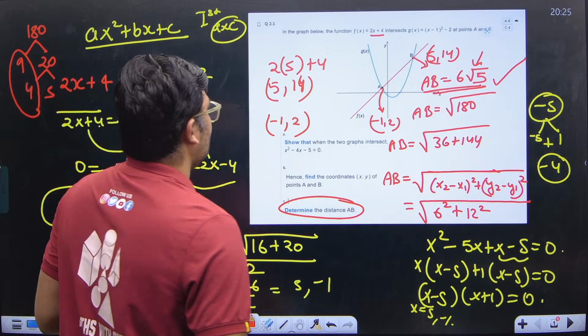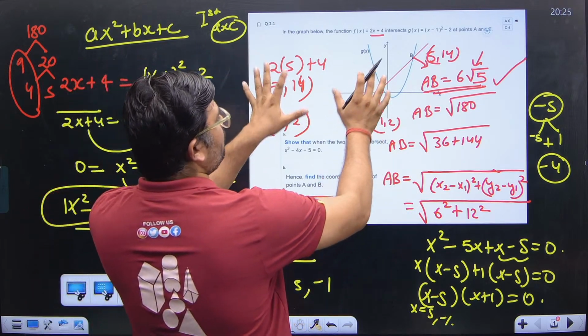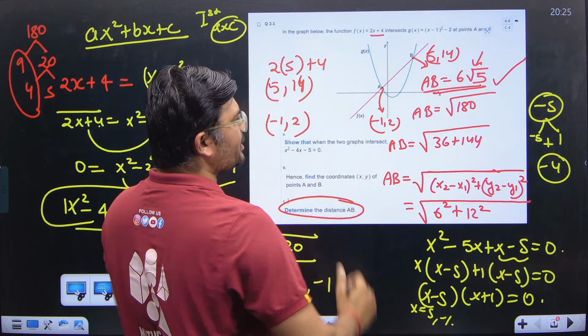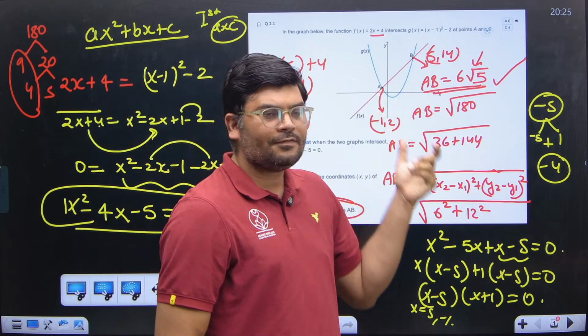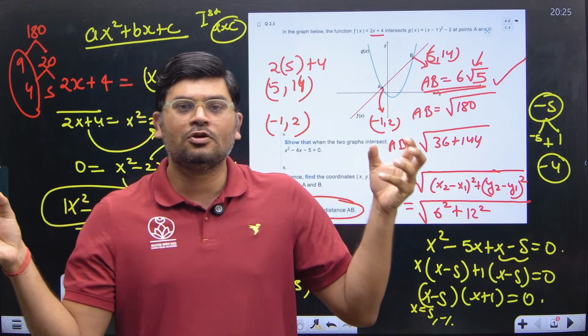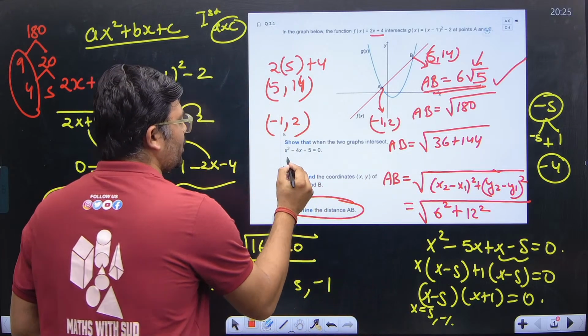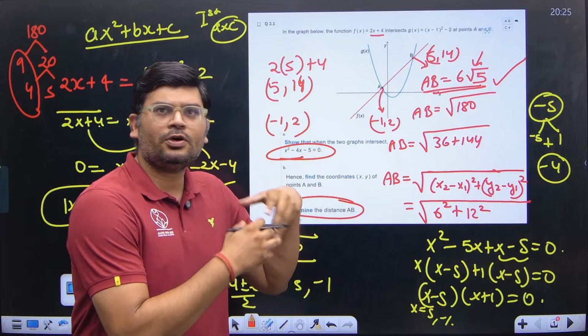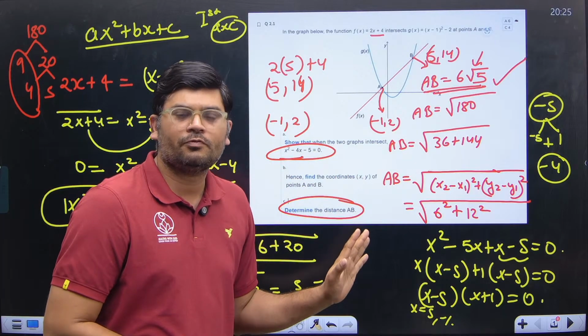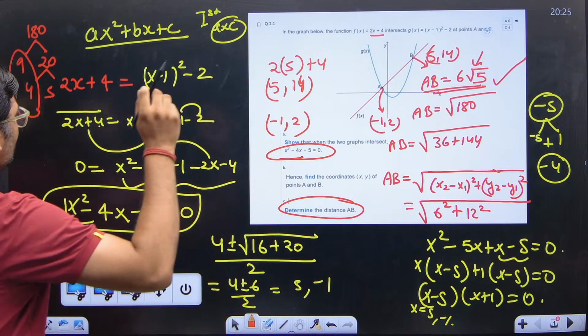See again, listen again. You have been given two functions that intersect. So they are asking you when the two graphs intersect. When two graphs intersect, you have to equate them. So when you equate them, you get a new equation, x square minus 4x minus 4. When you equate them, you will automatically get a new equation. Okay. When you equate them, please remember this point.